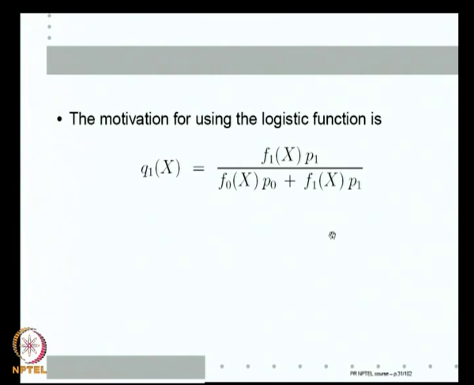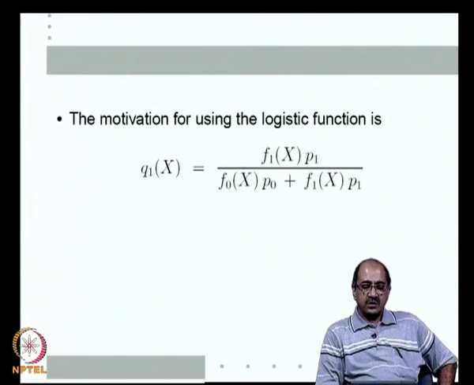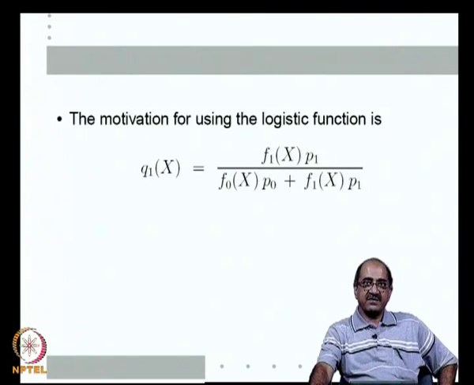The reason we think we can do it is that I can always write the posterior probability in a 2 class case as f1(x) p1 divided by f0(x) p0 plus f1(x) p1. This is simply by Bayes rule. Q1(x) is the probability the class is 1 given x. So, I can use Bayes rule to say the density of x given class 1 times probability of class 1, divided by the normalizing factor.